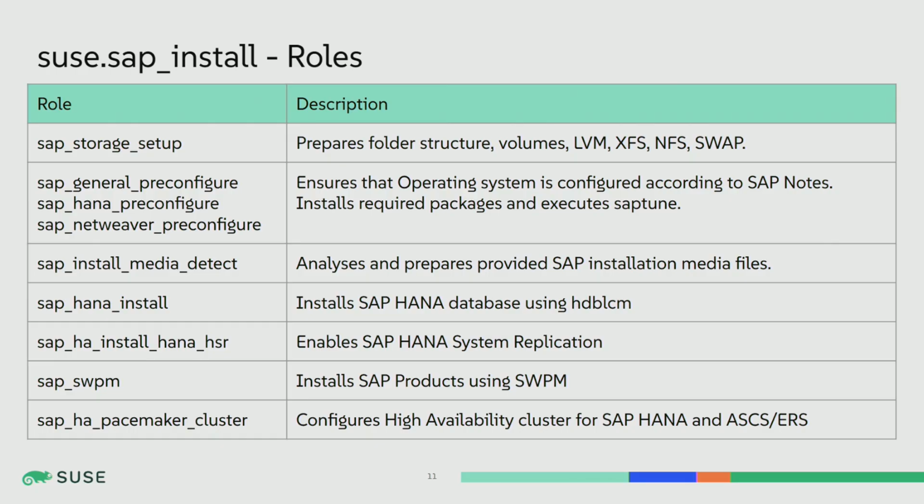SAP HANA install and SAP SWPM are both roles that are meant to run their respective installation executables, which are HDBLCM and SAPinst. So those are very extensive wrappers around them. Then, of course, HANA application and HA pacemaker, which can cover all the different use cases for HANA and ACS-ERS, and now recently SCS-ERS.